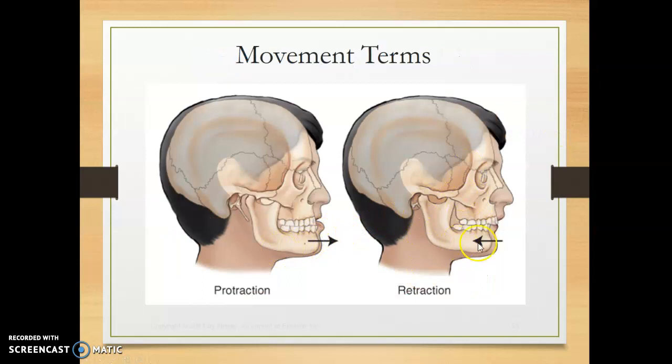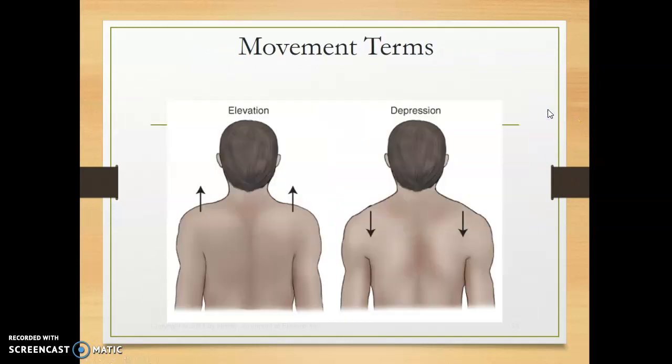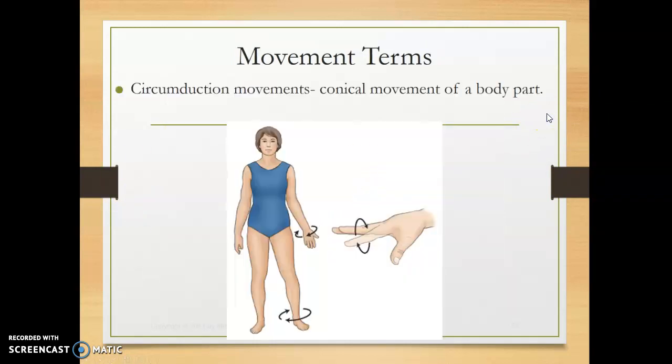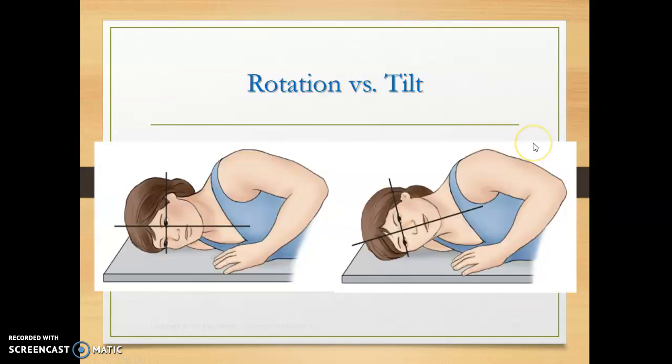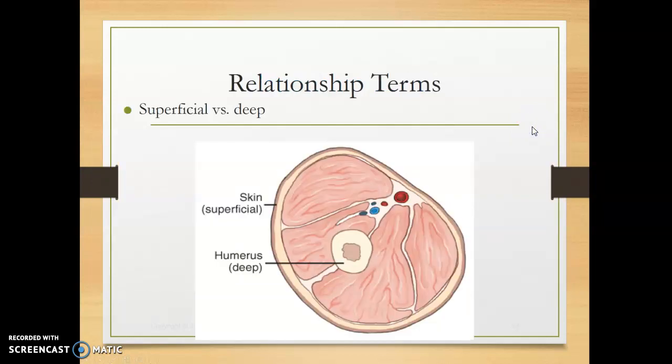For chin movements, retraction is to bring your chin back. Protraction is out. Shoulders, elevate shoulders or depress shoulders. Circumduction, circular around. Rotation versus tilt. Are you tilted or are you rotated? Superficial versus deep.